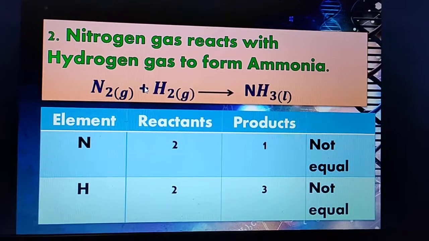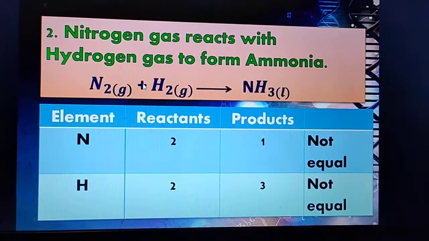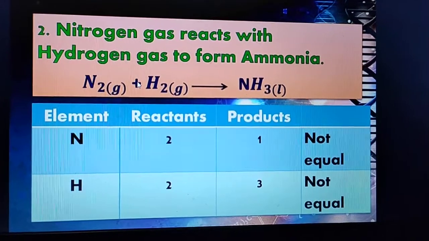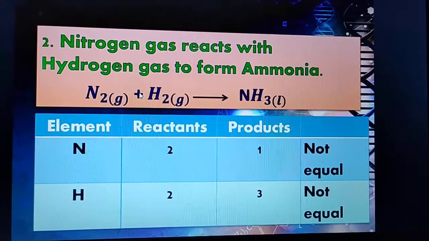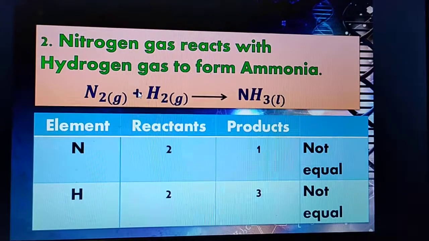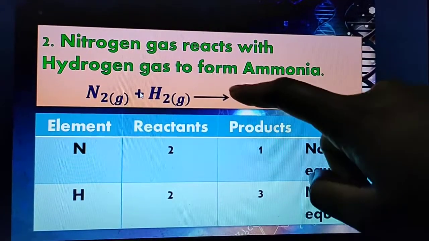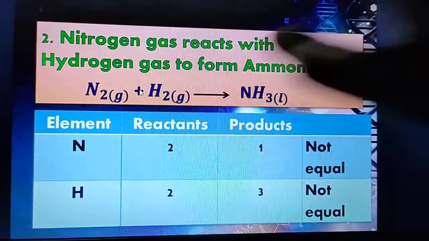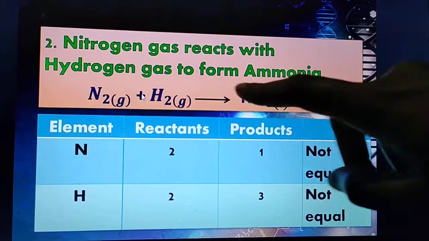So first you see nitrogen or hydrogen. So first I suggest to see nitrogen. So 2 atoms of nitrogen is here and 1. So what coefficient you will add here, so that the nitrogen atoms will get equal? If you add here 2, then 2 ones are 2 atoms of nitrogen and 2 atoms of nitrogen here. So you have to add 2 here.